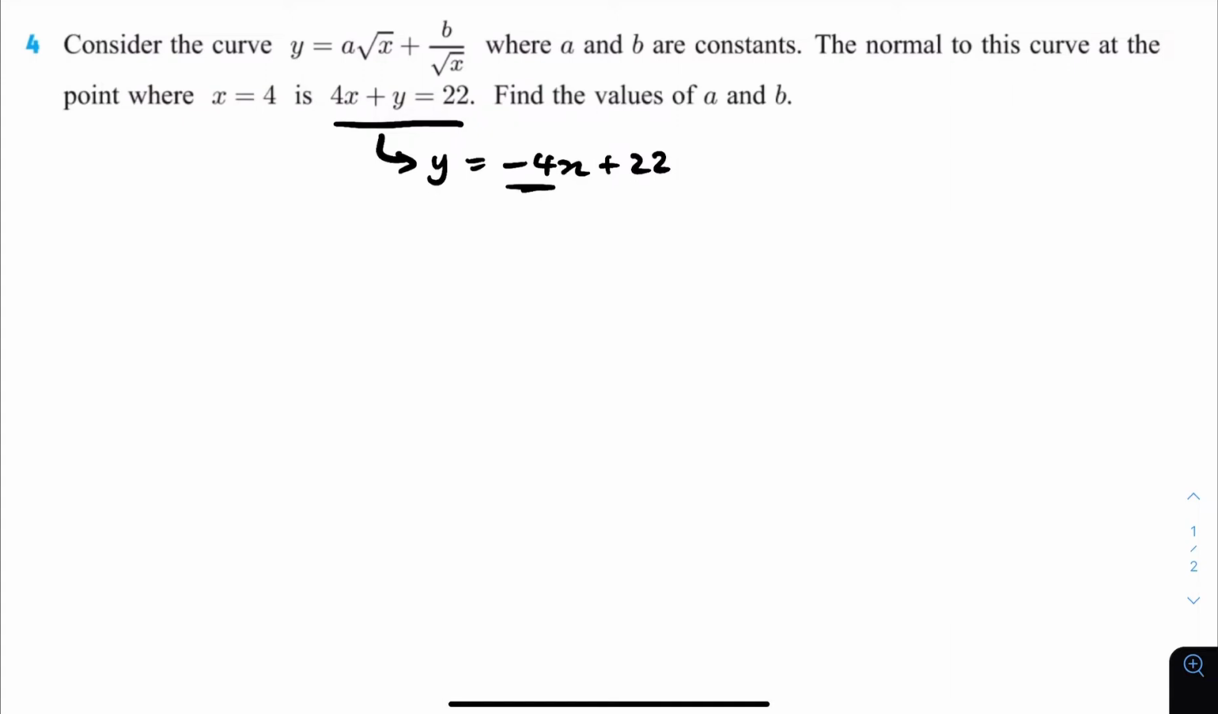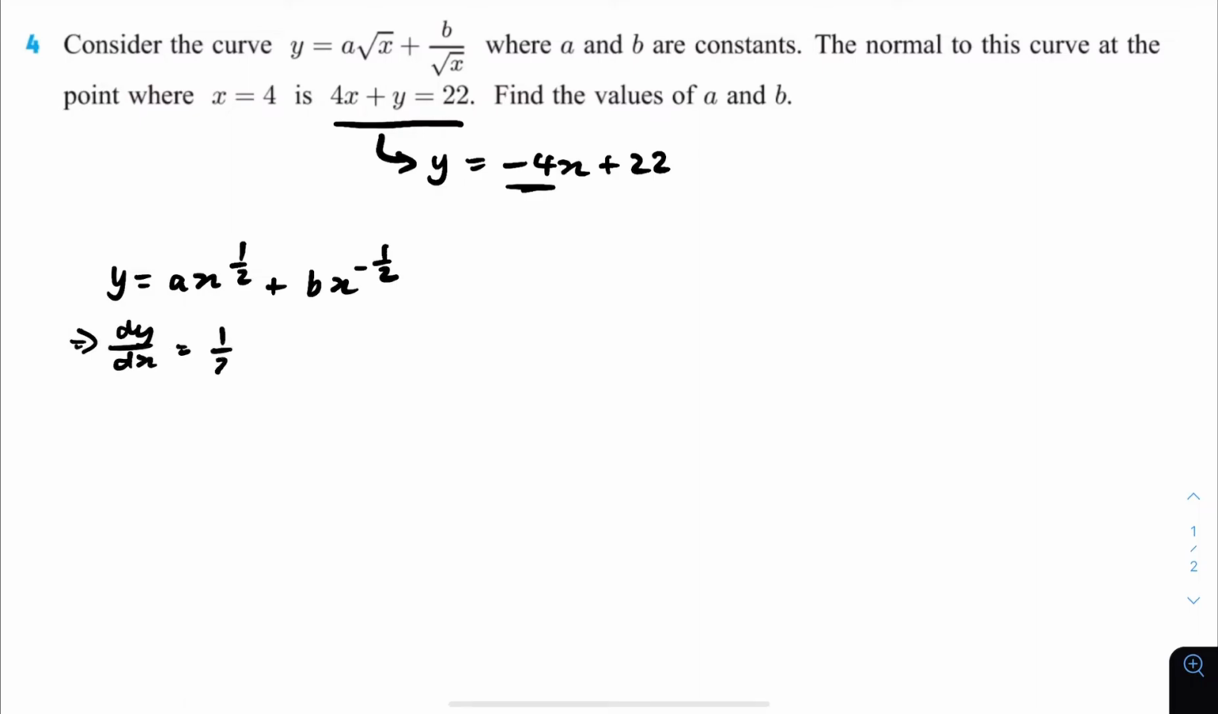So now we're going to start to differentiate y equals a root x plus b over root x with respect to x. I'm going to rewrite y with powers of x instead of square roots, because it's easier to differentiate that way. So this is our result. And then when we differentiate, dy over dx gives us half a x to the power of negative half minus half b x to the power of negative 3 over 2, which is equal to a over 2 root x minus b over 2 times x cubed, all under a root.